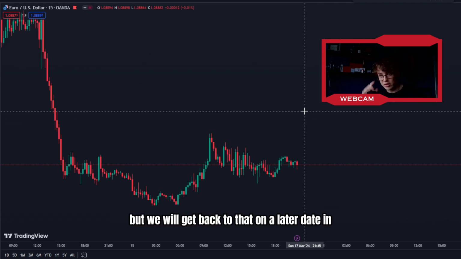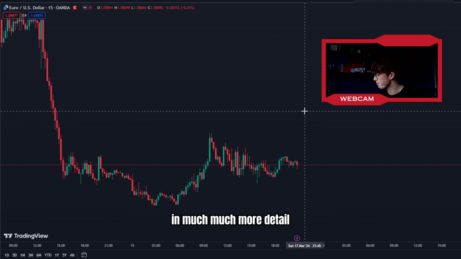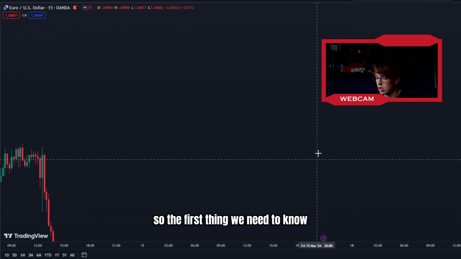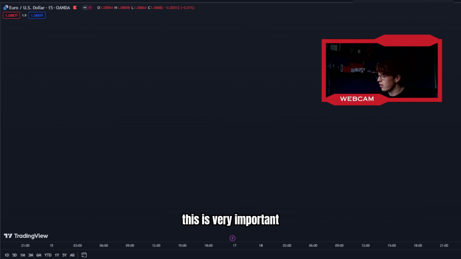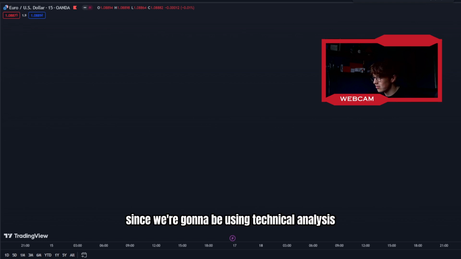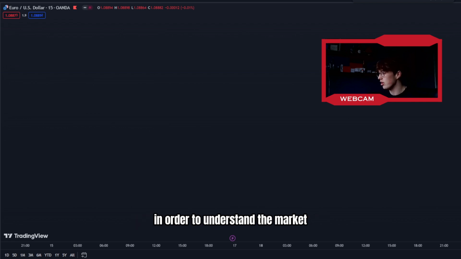But we will get back to that on a later date in much, much more detail. So, the first thing we need to know before you start doing anything in the market is how to read a candle. Now, this is very important. Since we're going to be using technical analysis, you need to understand how candles work and how we read price backwards in order to understand the market.